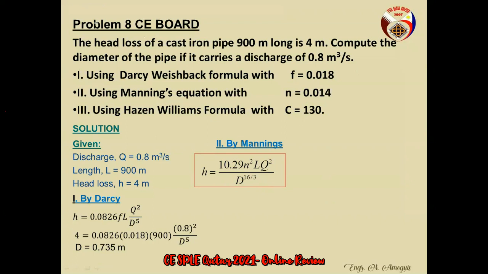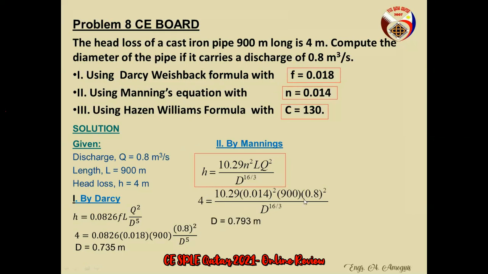By the way, when Manning's is mentioned, the difference is that the roughness coefficient, n, is given. Sometimes they don't say use Manning's, but what is given is the roughness coefficient. That's Manning's formula. When F is given, which is the standard in books, that's the friction factor, Darcy. When the coefficient is more than 100, like 90, 120, 140, that's Hazen-Williams. Alright? So those are the so-called friction coefficients.